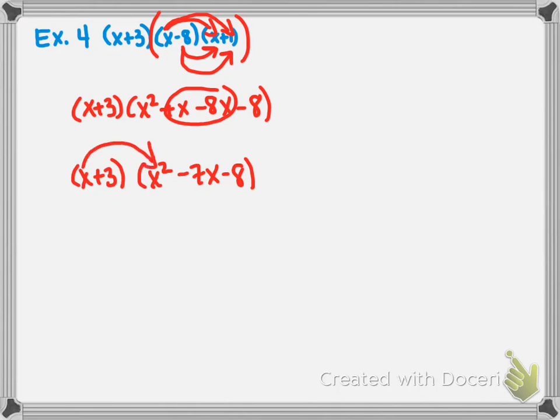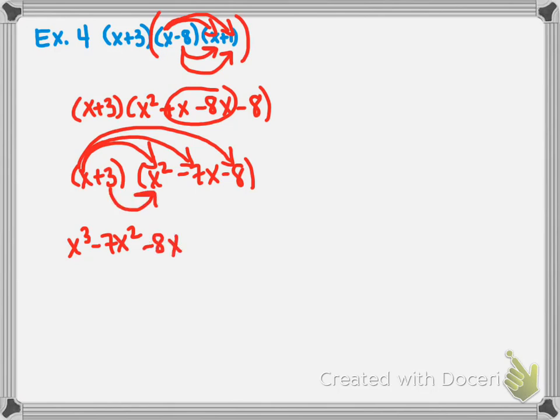So x times x squared, x cubed, x times negative 7x minus 7x squared, x times negative 8, negative 8x, 3 times x squared plus 3x squared, 3 times negative 7x minus 21x, and 3 times negative 8 is negative 24.